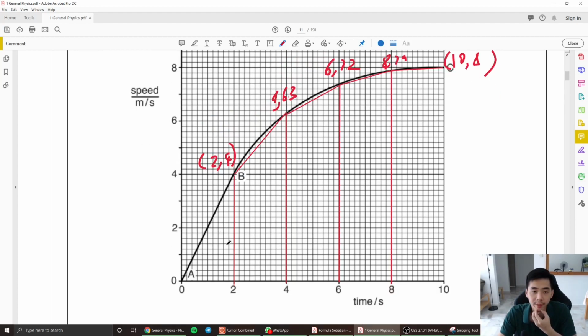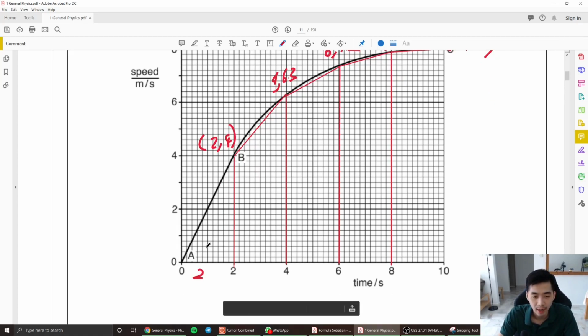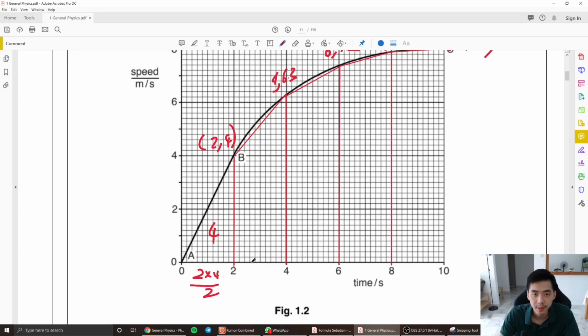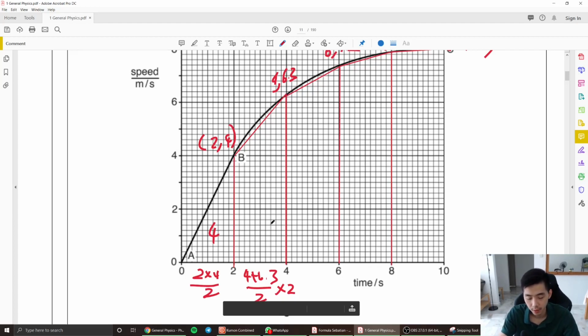So if I want to find the area here, it's very straightforward. It will be half times 2 times 4, which is obviously going to be 4. This one here will be a plus b divided by 2 times c. In this case, it will be 4 plus 6.3 divided by 2 times 2, which is straight away just going to be 10.3.